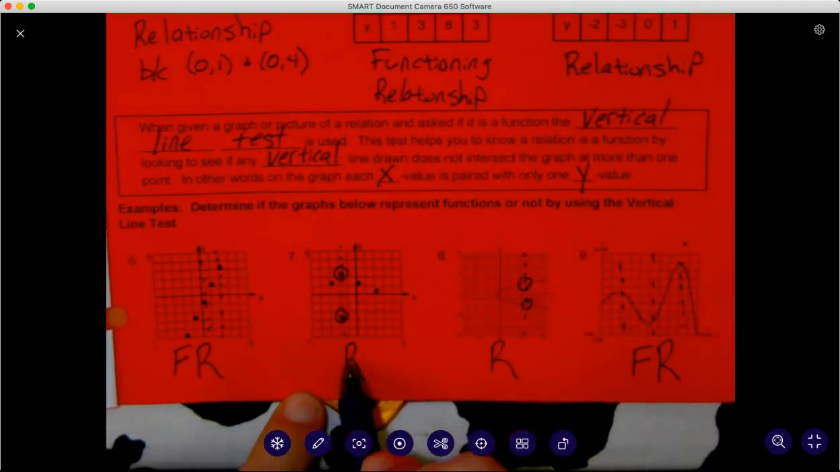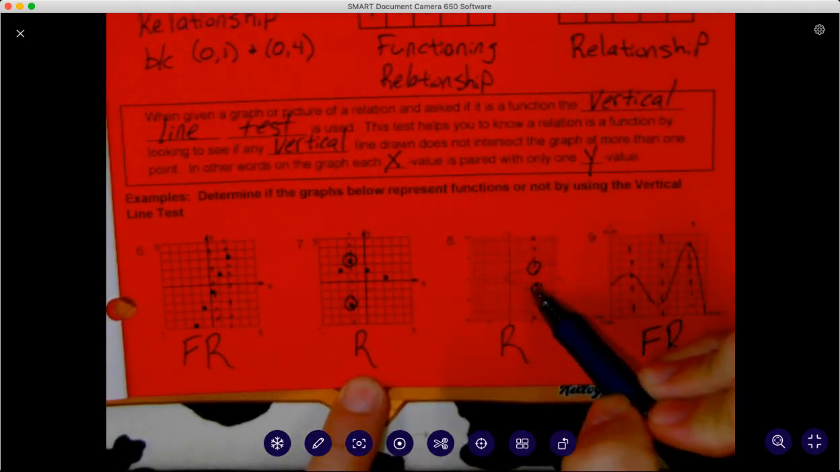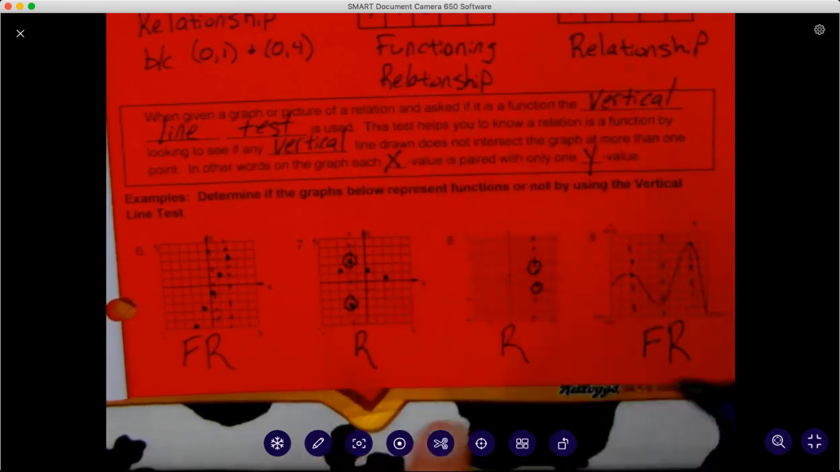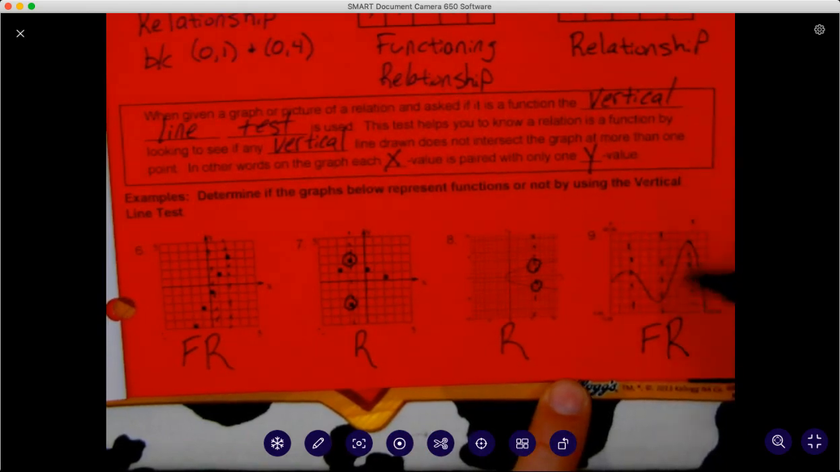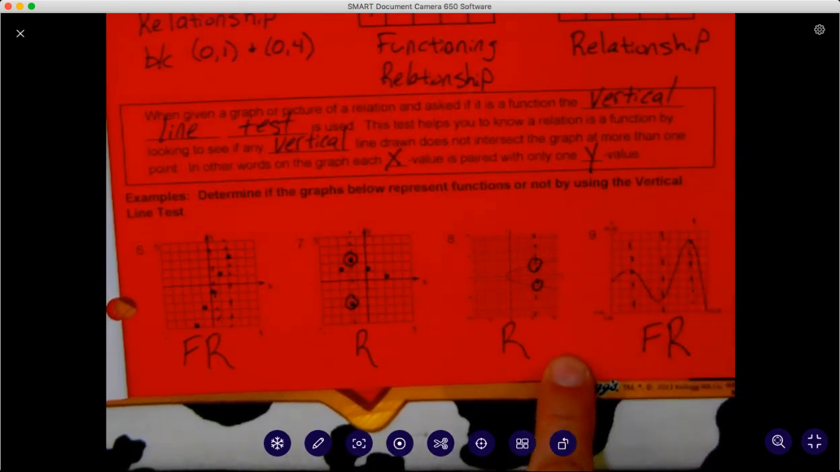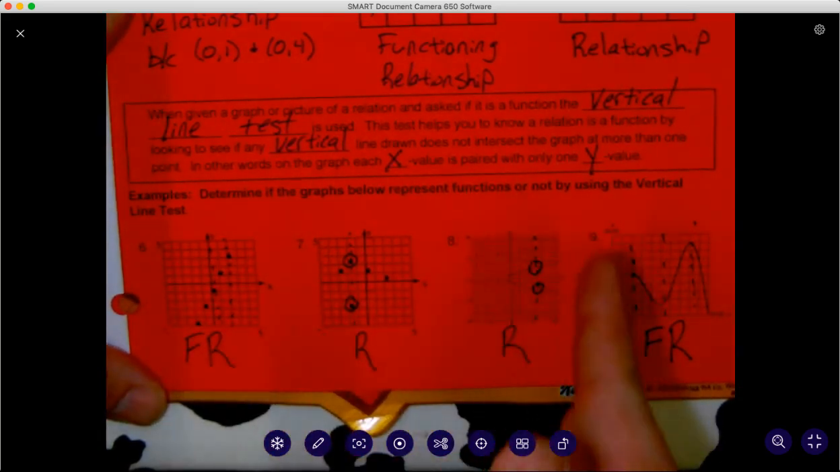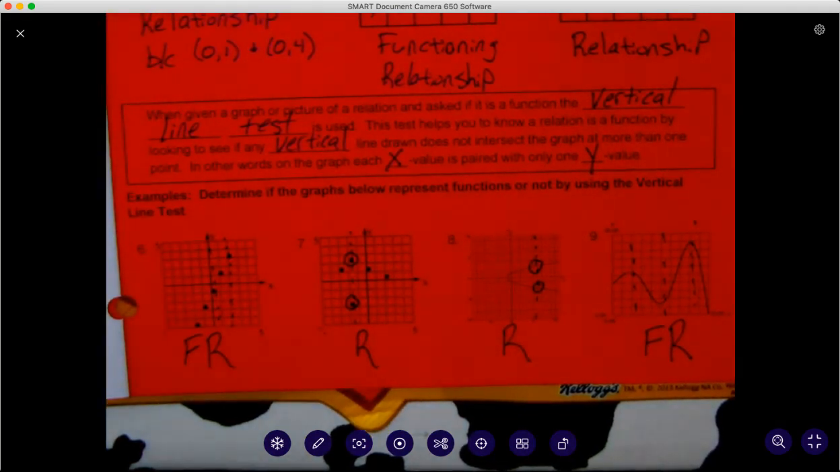So that's not a functioning relationship. It's just a relationship. We draw a vertical line through this graph. It goes to the line here and here. So that vertical line crosses at two points. So that is just a relationship. This guy passes. So that's a functioning relationship. So if a vertical line can be drawn through the graph and it only crosses every single time in one place, then that guy passes the vertical line test, and it's a functioning relationship.